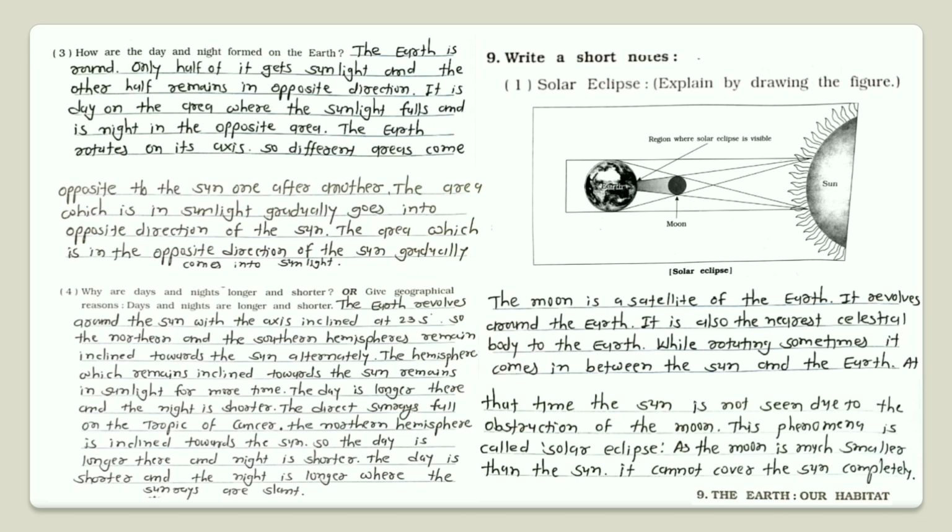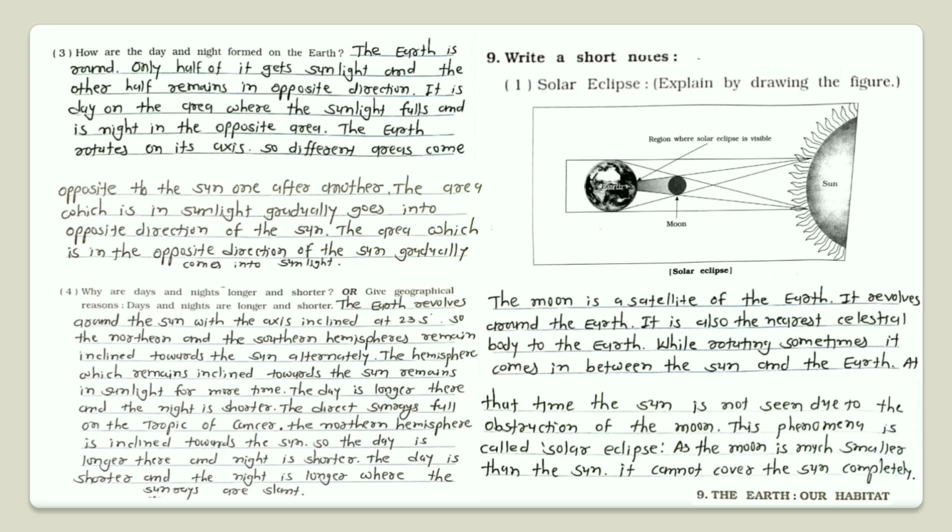Question number 4. Why are days and nights longer and shorter? Or give geographical reasons why days and nights are longer and shorter. So the Earth revolves around the sun with its axis inclined at 23.5 degrees. So the northern and the southern hemisphere remain inclined toward the sun alternately. The hemisphere which remains inclined toward the sun remains in sunlight for more time. The day is longer there and the night is shorter. The direct sun rays fall on the Tropic of Cancer. The northern hemisphere is inclined toward the sun. So the day is longer there and the night is shorter. The day is shorter and the night is longer where the sun rays are slant.